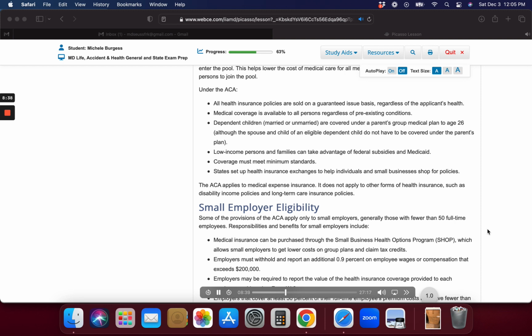Children under age 26 must be allowed coverage under a parent's group medical insurance plan. Dependent adopted children must be covered under the insured's group health plan to the same extent as children born to the insured. This coverage begins when the child is adopted or placed for adoption, whichever is earlier.